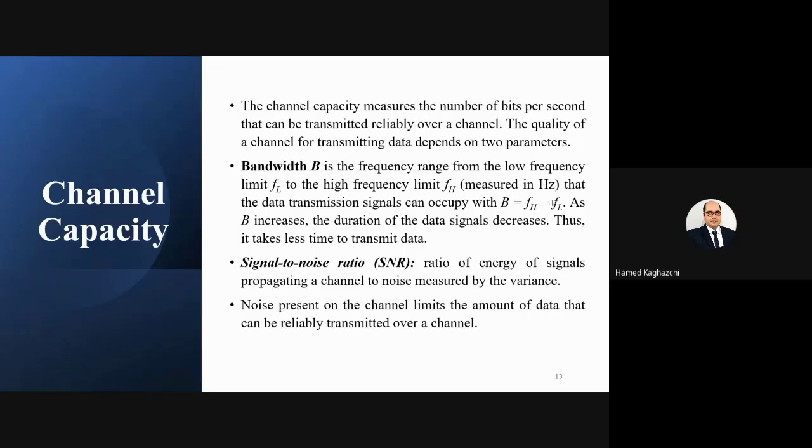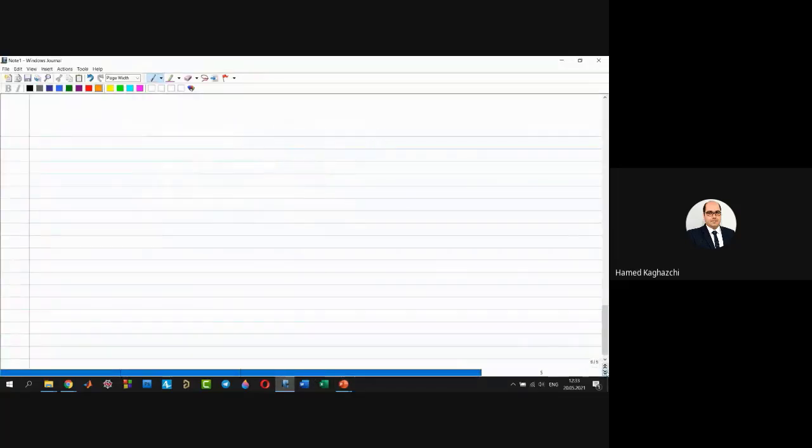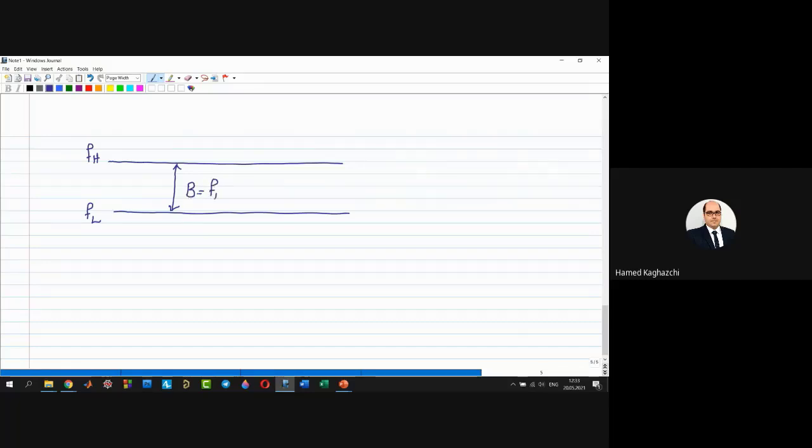Now, as this bandwidth increases, it takes less time to transmit data. Suppose that this bandwidth is like a street. Suppose that this is the street. This is FL and this is FH. And this range is my bandwidth, which is equal to FH minus FL.